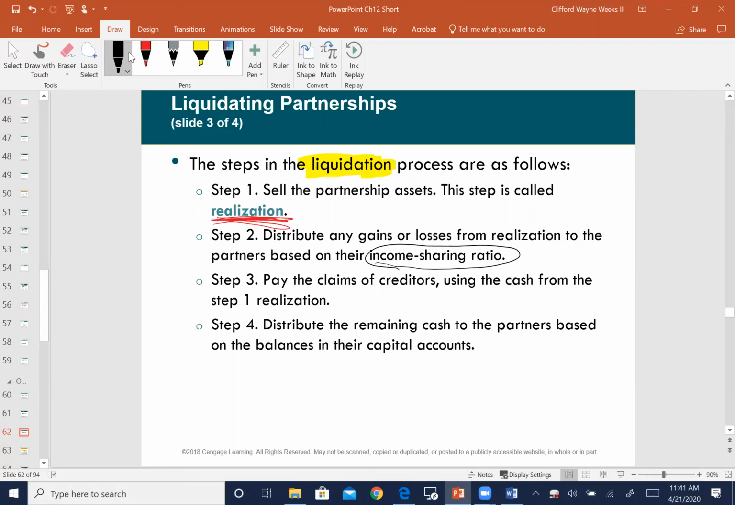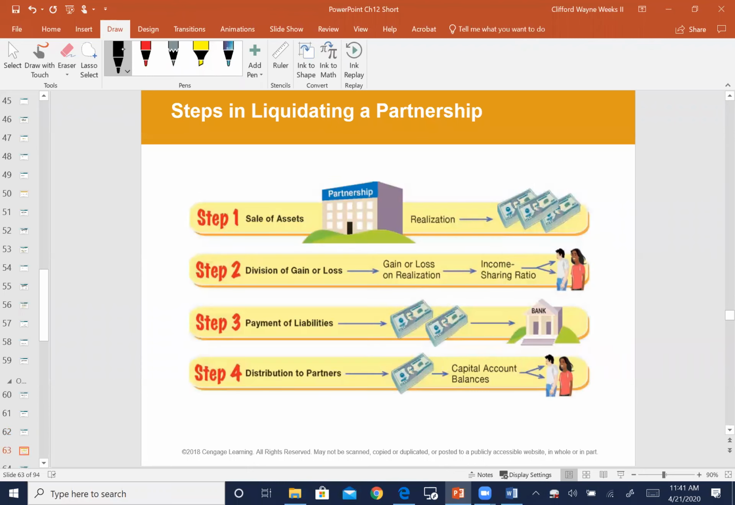Then we're going to pay all of our creditors off. And then we're going to distribute. And this is important: it's not based on the income sharing ratio, it's based on their capital accounts, because we're paying them off. They have a claim. If you remember, capital balances were the claim that the owners have on the assets of the business. And so here's a pretty picture.